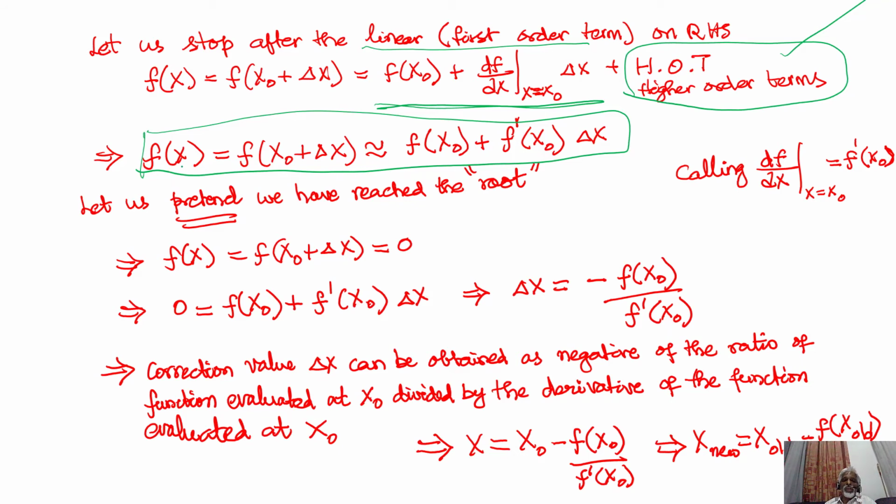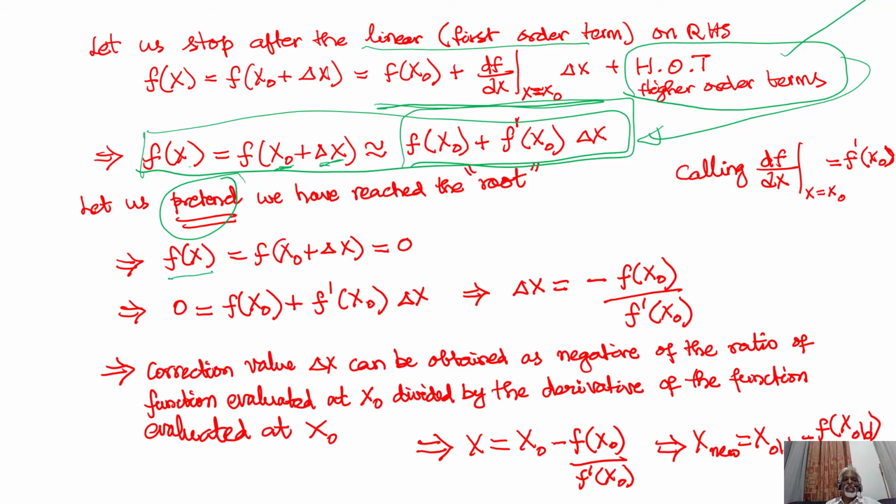So the value of the function at the new value of x is equal to f at x naught plus delta x, the original x value, the previous x value, corrected by delta x, right? So I can write it like this, using the Taylor series expansion up to the linear term. Now I'm going to pretend it's not necessarily true. I'm going to pretend that I've reached the root. That means f of x is going to be 0. That's my hope, and that's what I'm going to pretend.